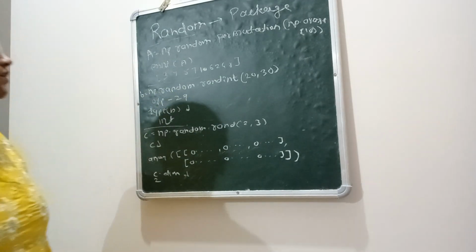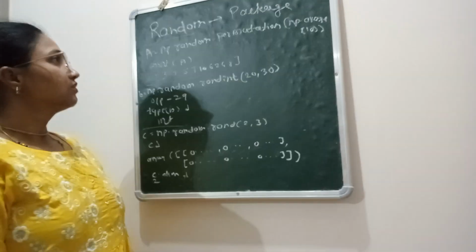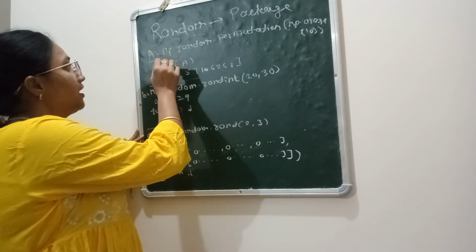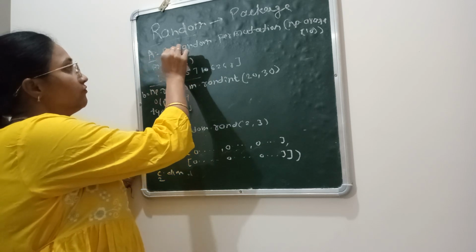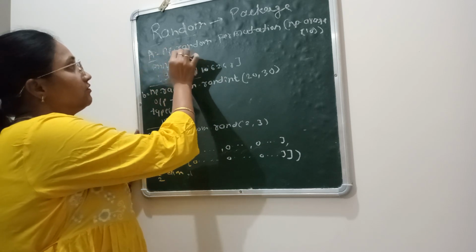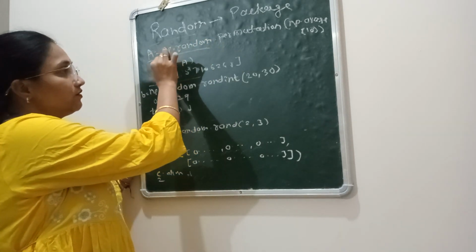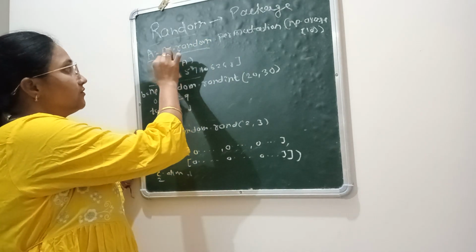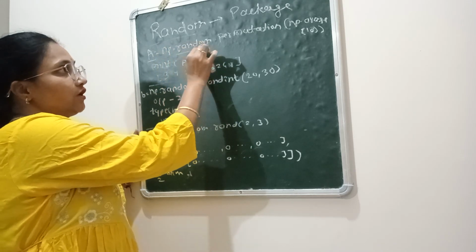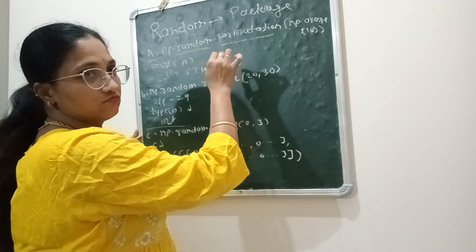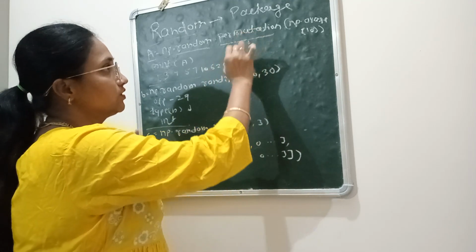In this video, we'll be seeing the random package of NumPy. Now, let us take an array A with the help of. Now, this is the random package. np is NumPy. numpy.random.permutation. Okay, I'll show you how the permutation works.